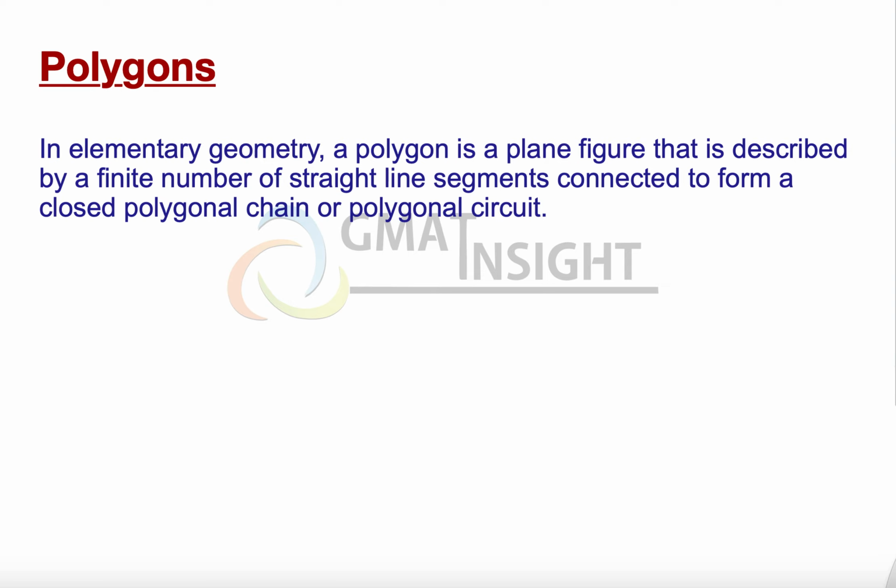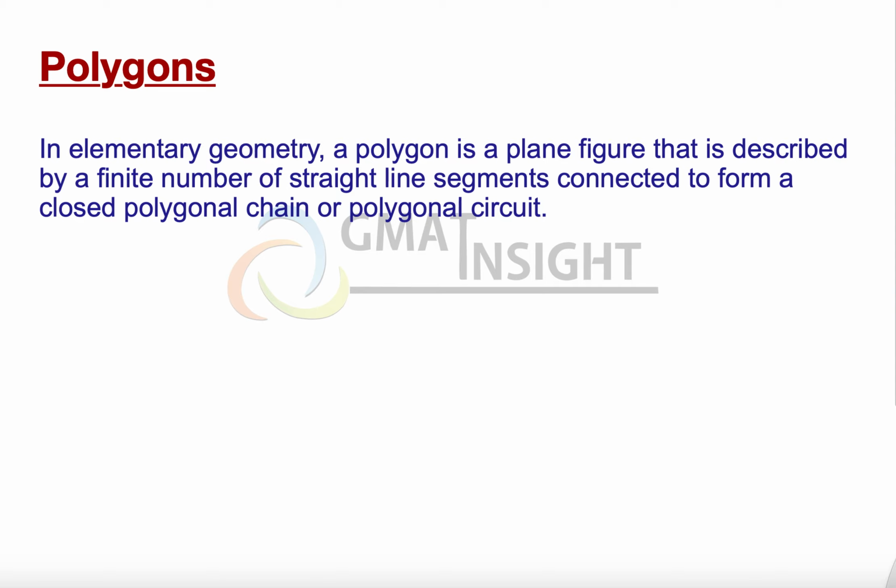So let me just put it forward in simpler language. A polygon is a closed loop of various sides. The number of sides can vary starting from 3. The minimum number of sides that a polygon can have is 3. If we have a 3-sided polygon, we call it a triangle. If we have a 4-sided polygon, we call it a quadrilateral. A 5-sided polygon, we call it a pentagon, and so on.